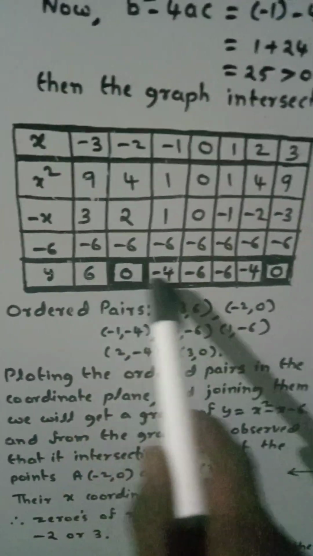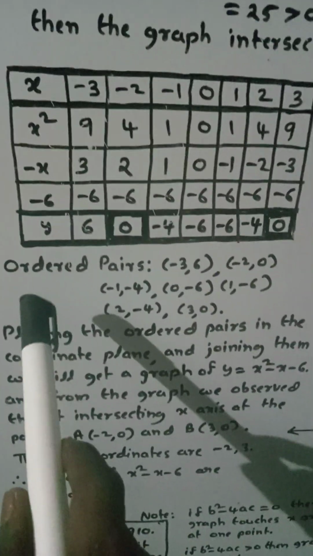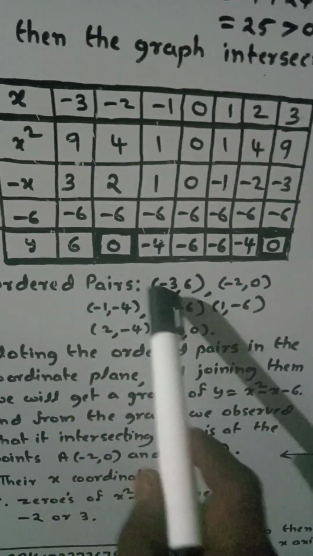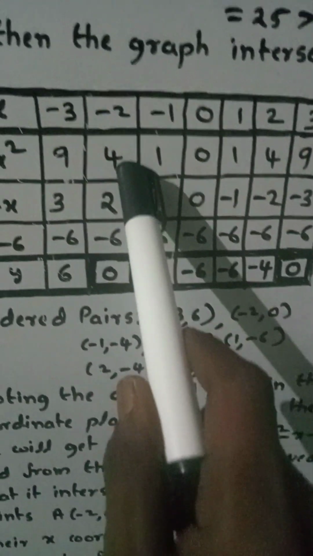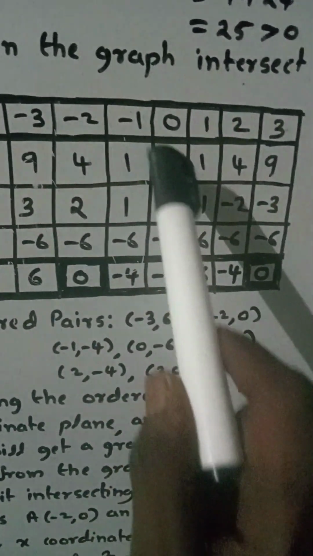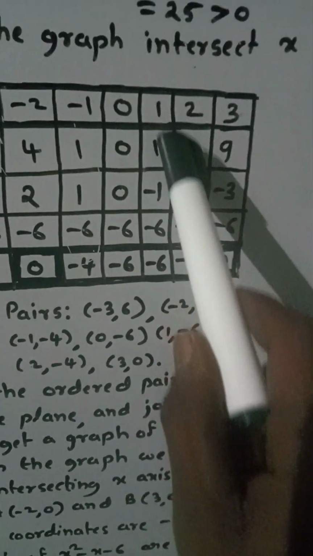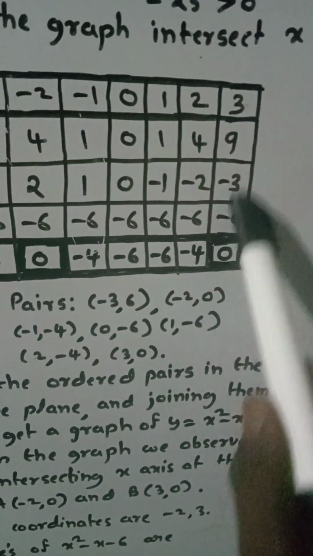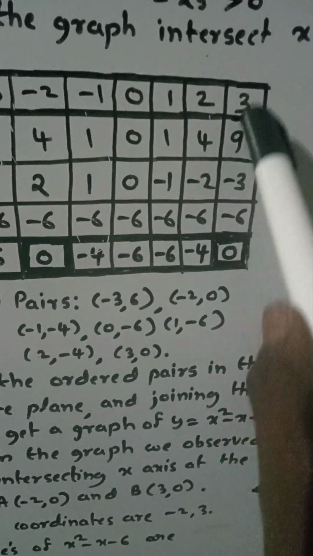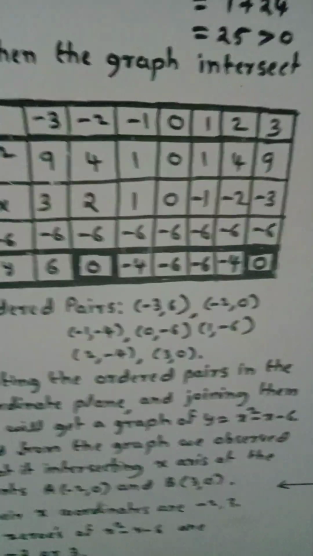So after getting the 5 values, we have to write all the ordered pairs so formed: minus 3 comma 6, the first one, and the second one is minus 2 comma 0, and the third one is minus 1 comma minus 4, 0 comma minus 6, 1 comma minus 6, and next 2 comma minus 4, 3 comma 0. So we have to write all these values.